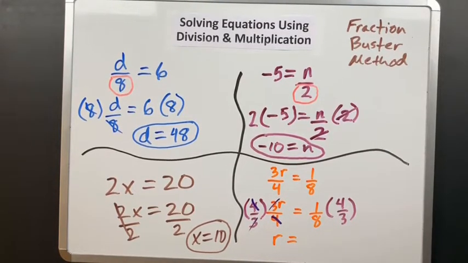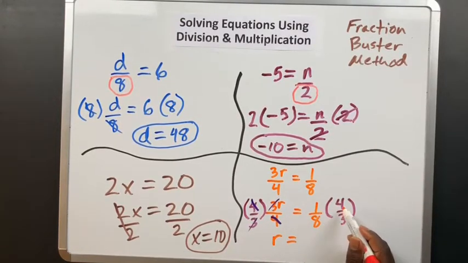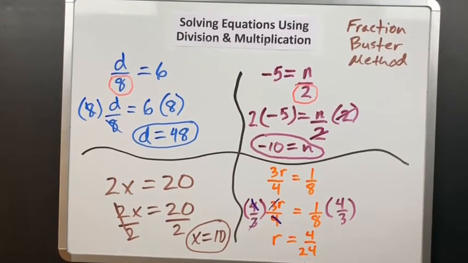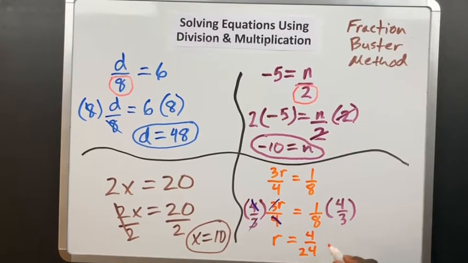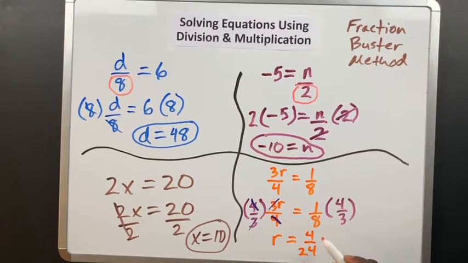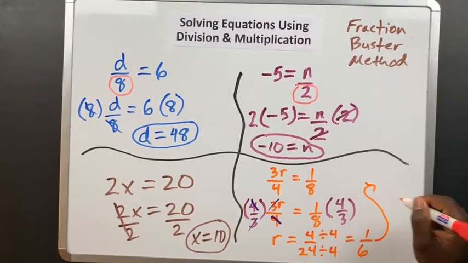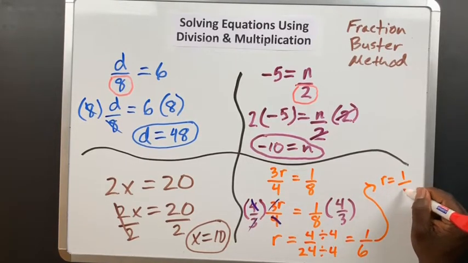R equals. Now, when you're multiplying fractions, it's numerator times numerator. So 1 times 4 is 4 over 8 times 3 is 24. Now, this fraction 4 over 24 is not simplified. So what we can do is ask ourselves what's the largest number that can be divided into the numerator and denominator, and that's 4. So we'll divide the numerator by 4 and the denominator by 4. 4 divided by 4 is 1. 24 divided by 4 is 6. Hence, our final answer, r equals 1 over 6.